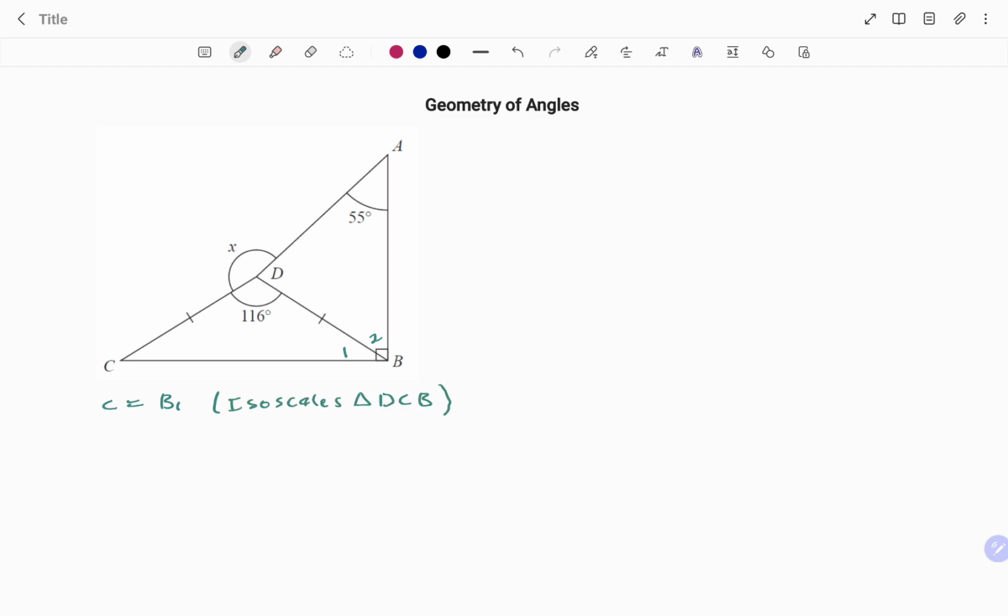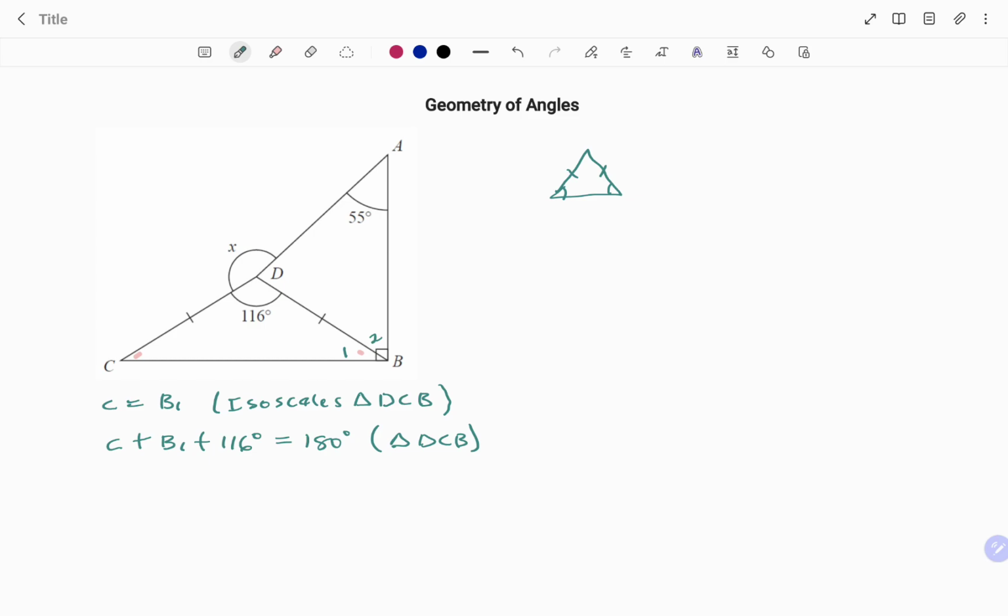DCB, if we have an isosceles triangle, the properties are two sides are equal and the base angles are also equal. So therefore, the angle C is equal to angle B1. Also, note that if I add the angle C plus angle B1 plus 116 degrees, the sum equals 180 degrees. And the reason being, the sum of angles in a triangle, that's triangle DCB, is equal to 180 degrees.